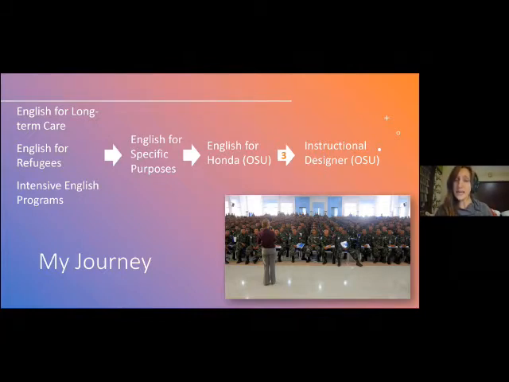After that, I came back to Ohio, where I'm from, and got a job at Ohio State working in their intensive English program. And that kind of morphed into, we took on a contract from Honda. So Honda came to our university and said, we need to teach English for all of our automotive engineers and managers who are coming from Japan to work in our American plants. And they wanted to do it all online so that they could reach people in many different plants across the country. So that was kind of my introduction into e-learning and moving English language instruction online.